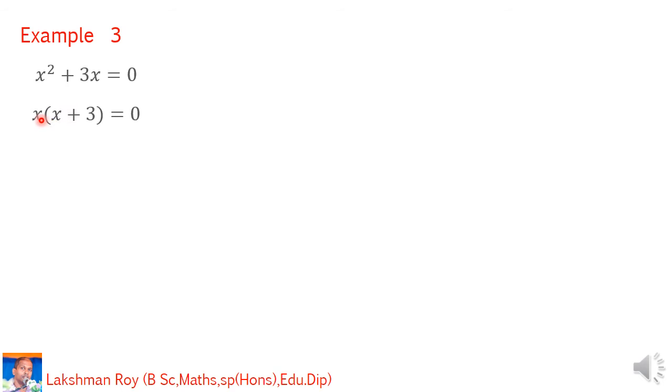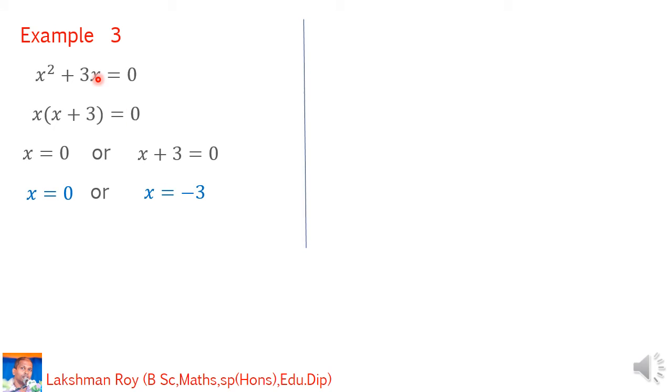x is one factor, that should be equal to 0. x plus 3 is another factor, that should be equal to 0. This one 0, this one 0, right? x is 0, the solution of x is found here. For x plus 3, you have to subtract 3 from both sides, then x is negative 3, right? So this is the solution of this quadratic equation, right?